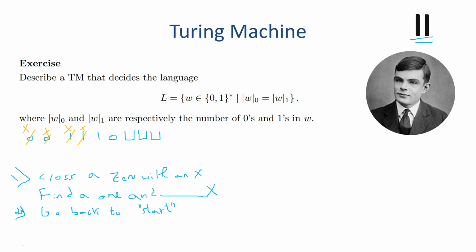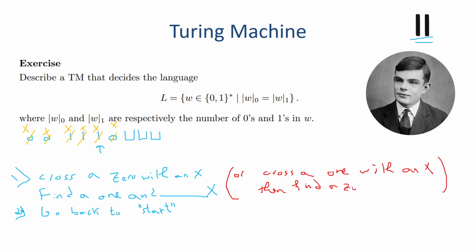And we're going to keep doing that. But this time, the next first element is a 1. No biggie. If you cross 1 first, then you'll simply go and find a 0. But this part is important. There's a kind of a symmetry here. Also, I could say, cross a 1 with an X, and then I'll find a 0 instead. Then find a 0 and we'll cross that here. So say we did that.